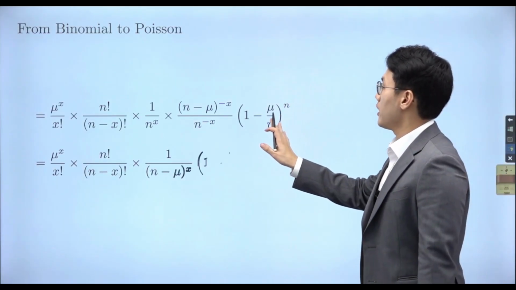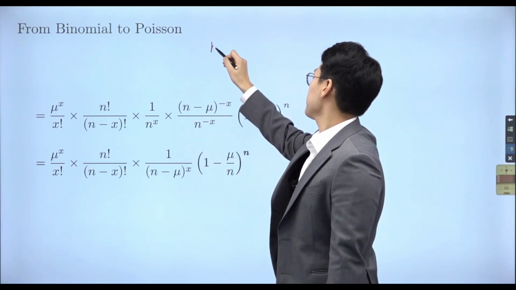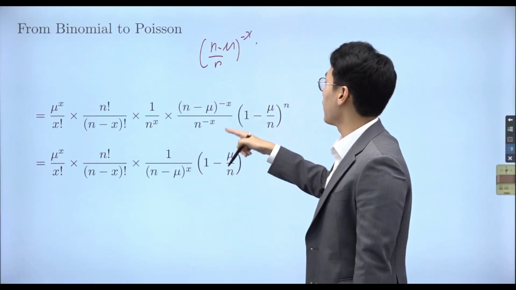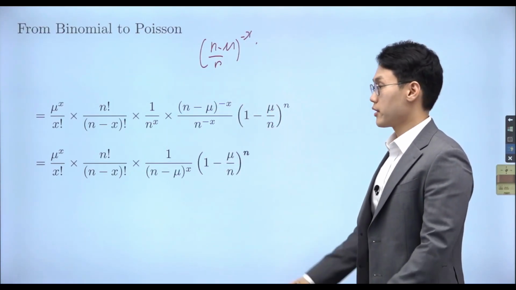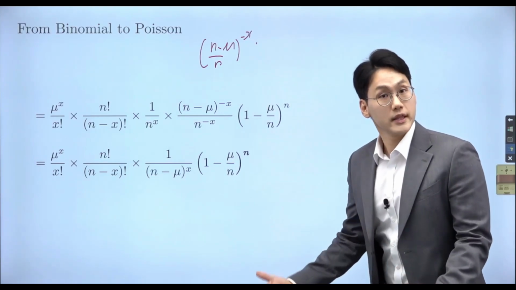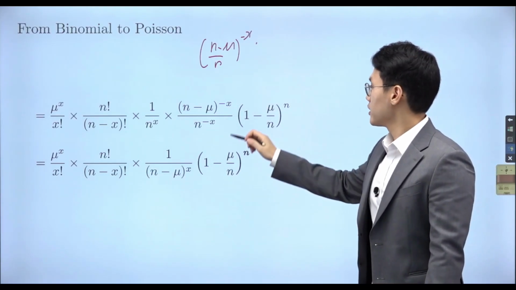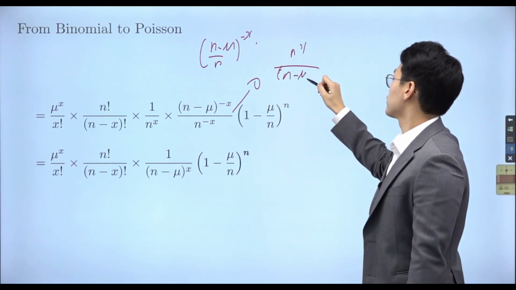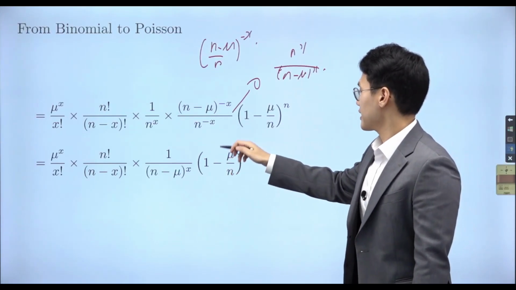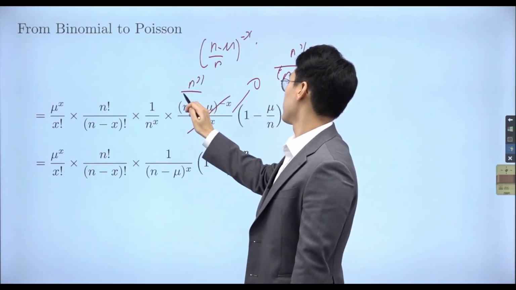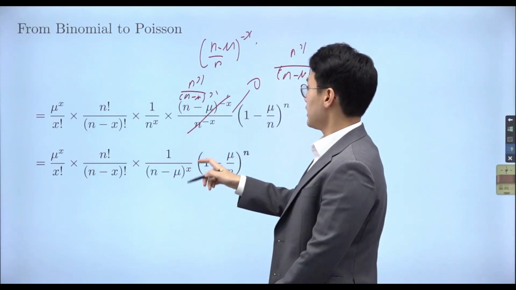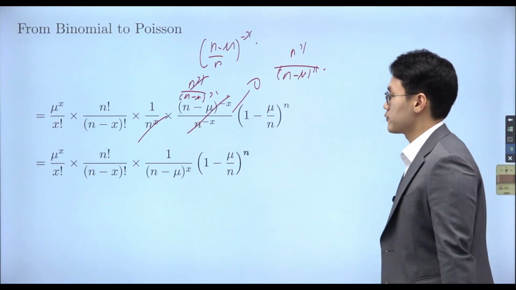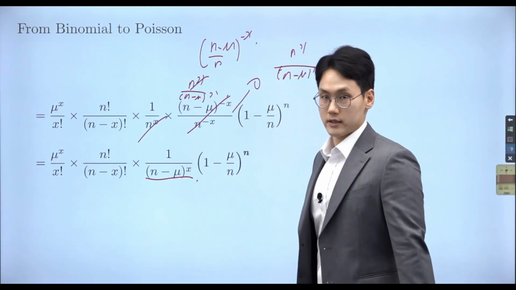So here, what did we have? We had n minus mu over n to the power of negative x. But now, using the distributive property of the power, I can put that in the power of the numerator and denominator as such. And for the negative power, it makes things reciprocate. So that can be changed as n to the power of x over n minus mu to the power of x. That's what we have, isn't it? And now you can see that one actually cancels out, right? So now I'm only left with n minus mu to the power of x in the denominator.